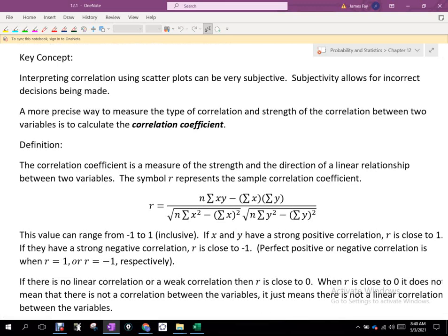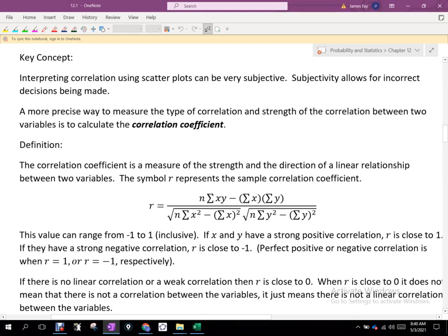The correlation coefficient is that precision tool that allows us to state that there is a strong or a weak correlation between the variables. The correlation coefficient is a measure of the strength and the direction of a linear relationship between two variables. The symbol lowercase r represents the sample correlation coefficient.